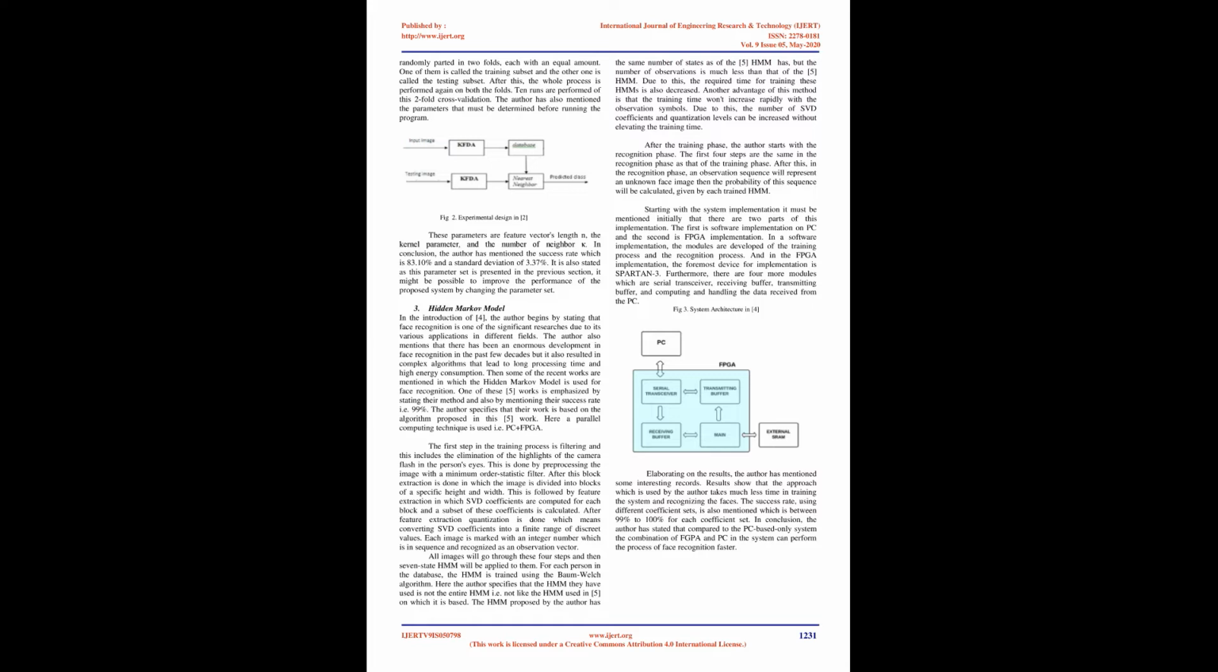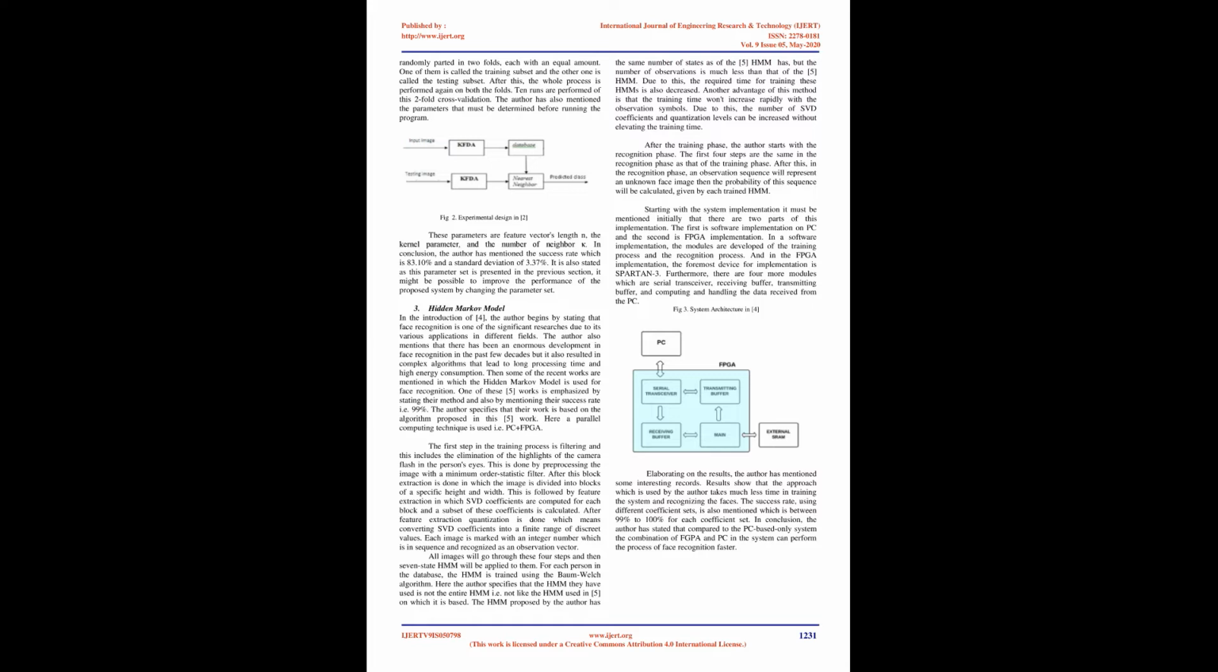The author has also mentioned the parameters that must be determined before running the program. Fig 2. Experimental design in 2. These parameters are feature vector length n, the kernel parameter, and the number of neighbors. In conclusion, the author has mentioned the success rate, which is 83.1% and a standard deviation of 3.37%. It is also stated that, as this parameter set is presented in the previous section, it might be possible to improve the performance of the proposed system by changing the parameter set.